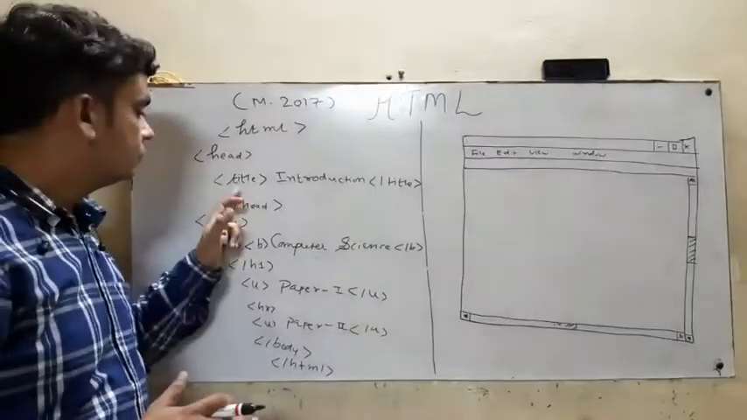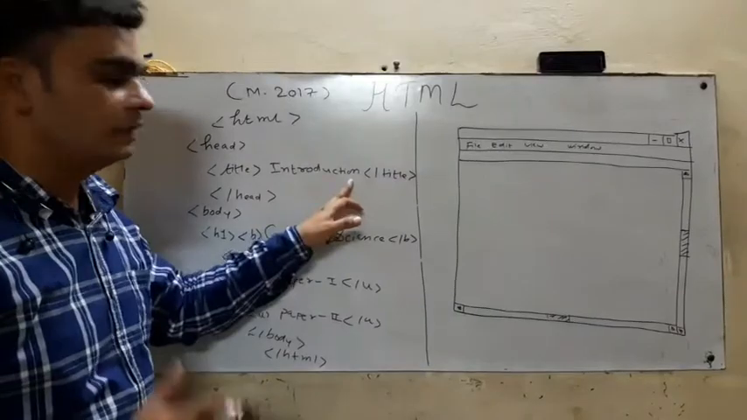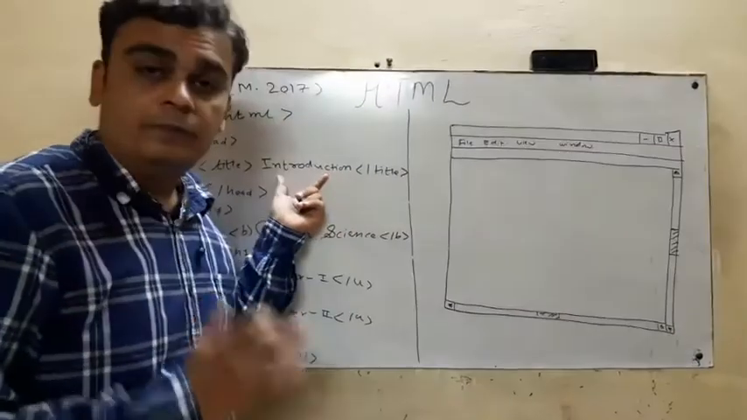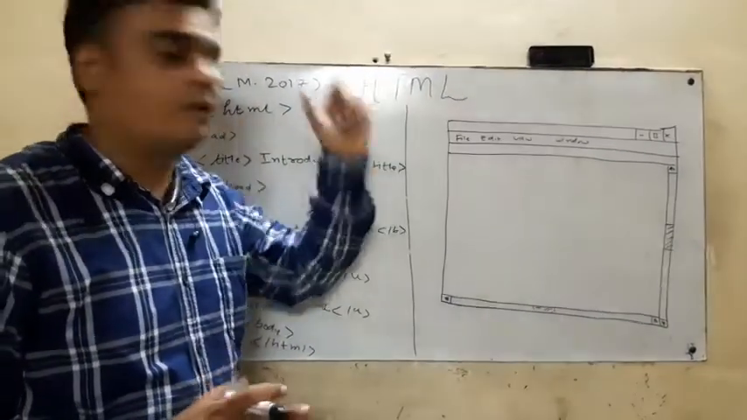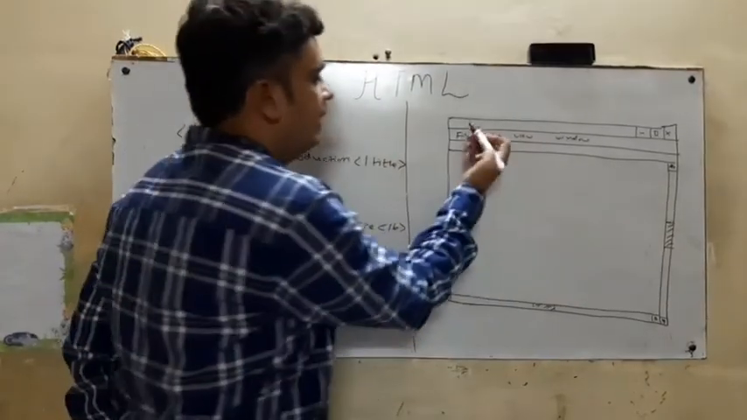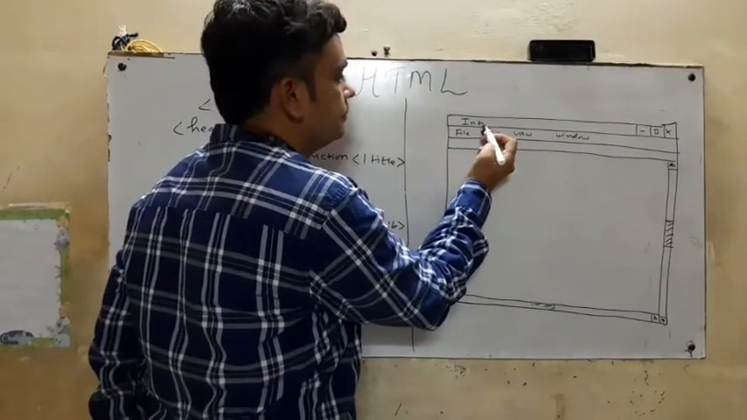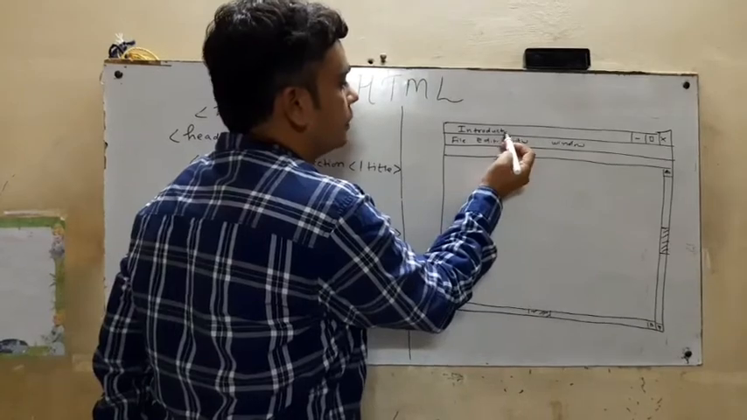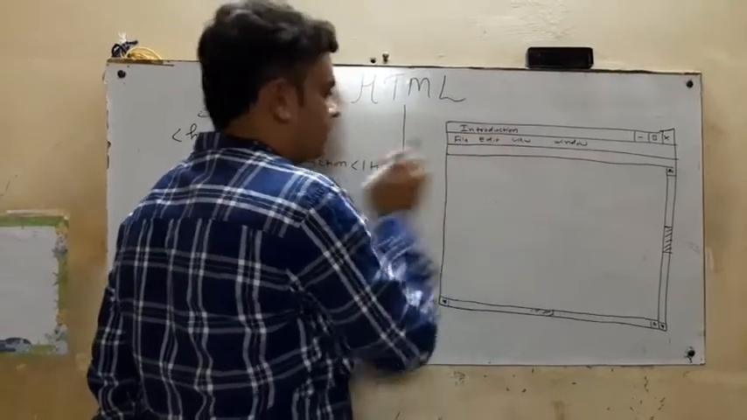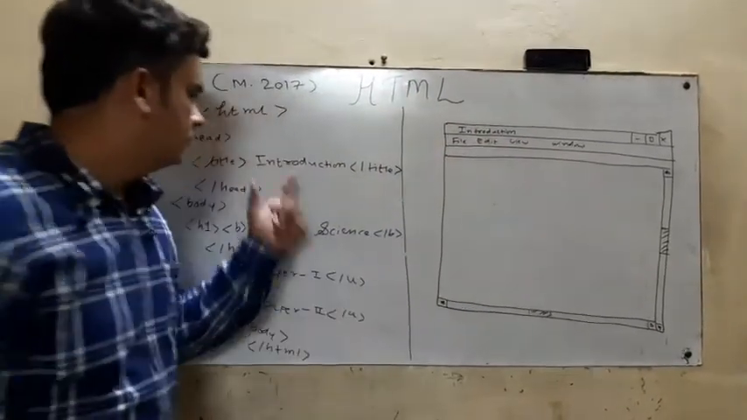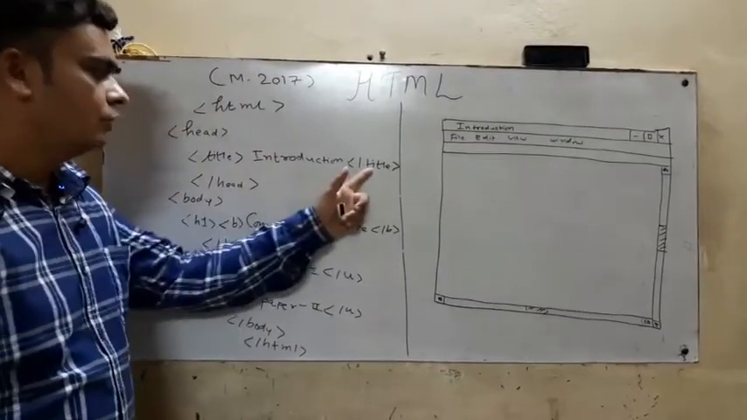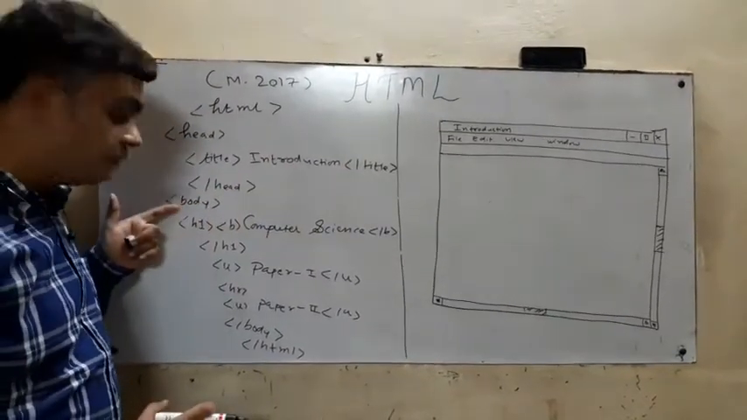A title is there; they have mentioned the title "Introduction". As we know, the title will be displayed on the title bar of my window. So this "Introduction" I have to display over here, and this text comes on my title bar. Thereafter comes the closing of the title tag and the closing of the head tag.